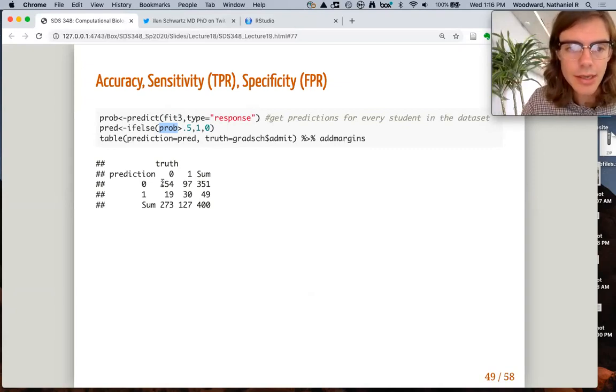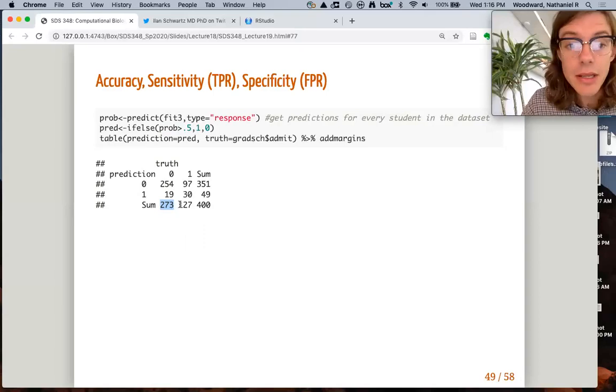So it looks like, oh, interesting. So the true negatives are great in this situation, right? So for everybody who actually didn't get in, there's 273 people who didn't get in, right? That's the true admission is 0, so 273. 254 of those we predicted wouldn't get in. So the true negative rate is good, right? 254 over 273. The true positive rate, however, kind of sucks.